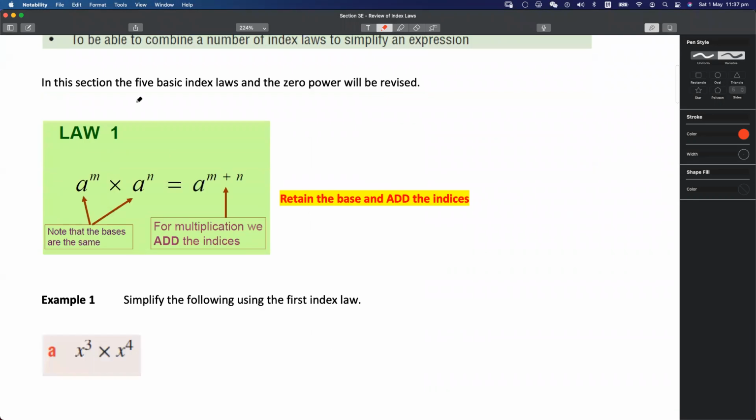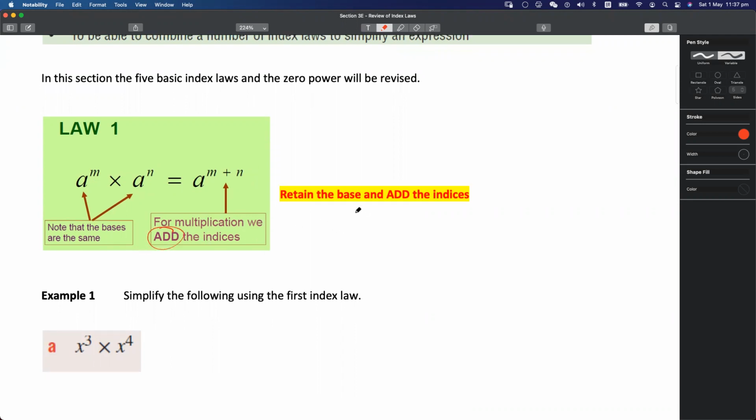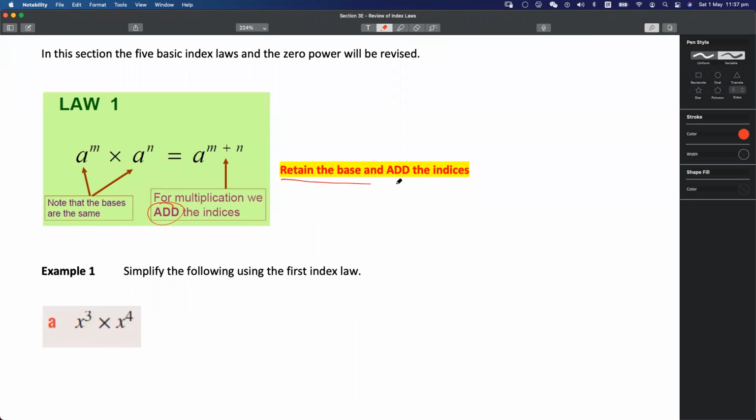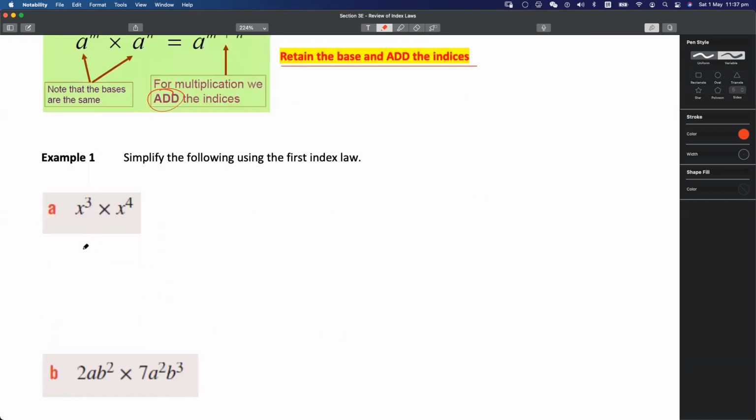All right, let's start with our law 1. Law 1: a to the power of m times a to the power of n. These two have got the same base. So for multiplication, we add the indices. In short, retain the base and add indices. Let's take a look at an example. x to the power of 3 times x to the power of 4. Remember, retain the base and add indices. 3 plus 4, so x to the power of 7.